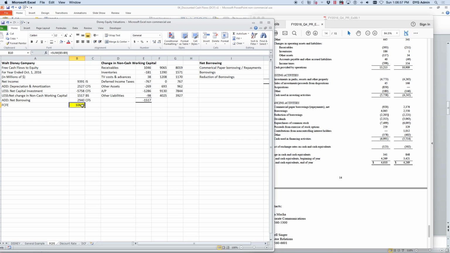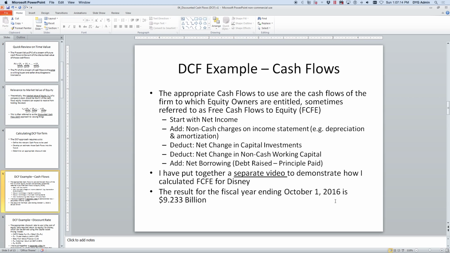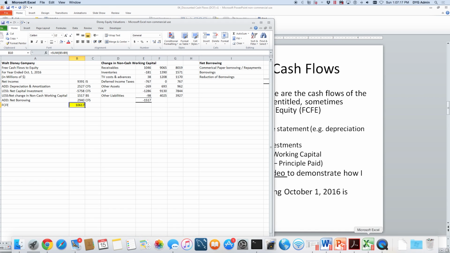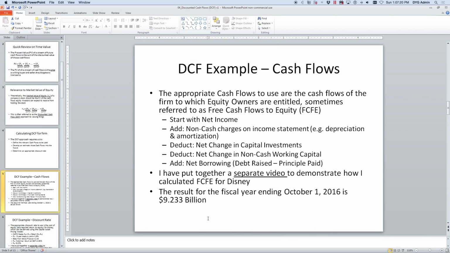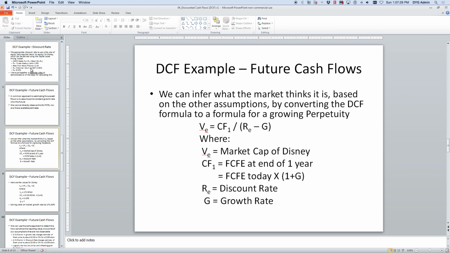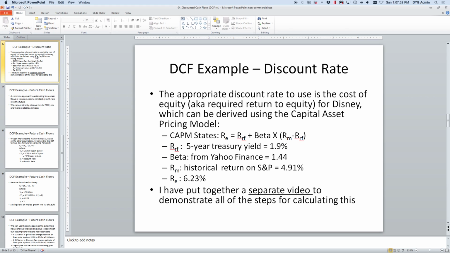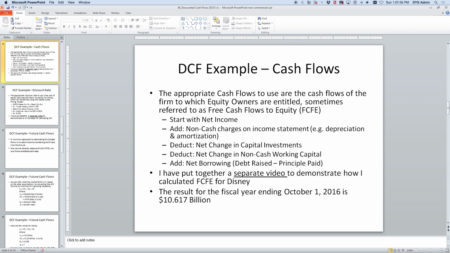And the total we get is 10617. This is in millions, so that's 10,617,000,000 in free cash flows to equity that we get from doing this. And so I'm going to go edit my little PowerPoint here to reflect my error. 10617 is what I need. 10.617. Oh, sorry about that. And save it. And that's all I got.